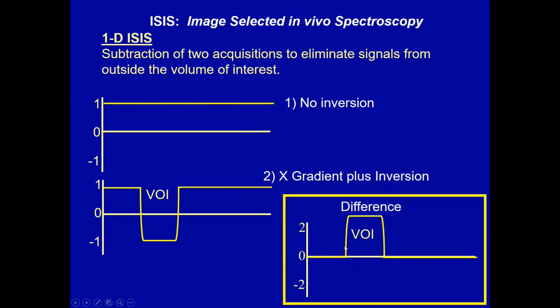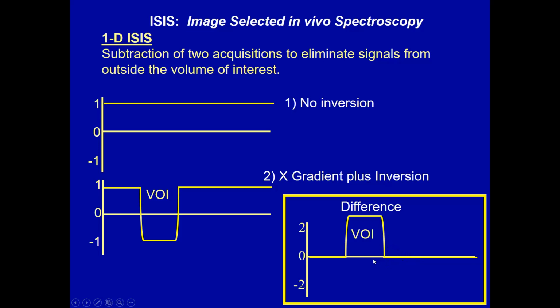So there's not a boost in signal. It's twice the signal because you've done two acquisitions. The advantage is that where you don't want to see anything, you have no signal. These hyperbolic secant pulses have very sharp cutoffs on their thresholds for inversion. So you don't get a lot of fuzzy edges on your voxel of interest.